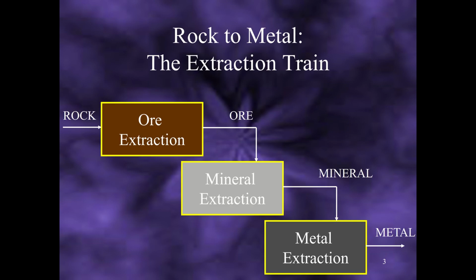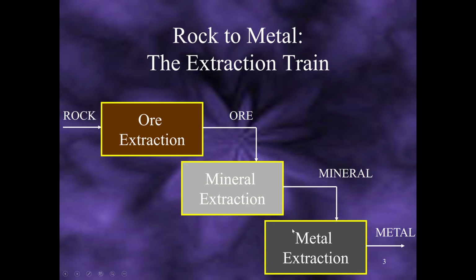Imagine that we would like to produce metals. We know that the primary sources of metals are rocks in a mine. In this context, we are talking about some very important keywords: rock, ore, mineral, and metal. Ore is produced from rock through ore extraction processes. Minerals are produced from ore through mineral extraction processes, and metals are produced from minerals through metal extraction processes.